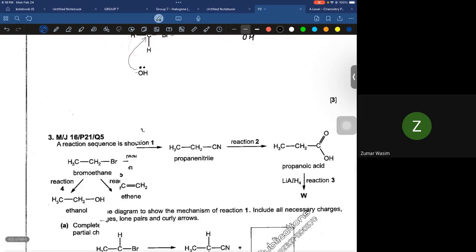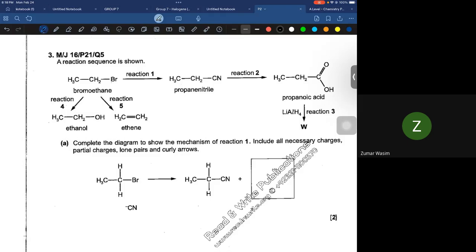Now in this question, they are saying a reaction sequence is shown. You have bromoethane. It's going to react with the nitrile, so it would be giving us propane nitrile. And in reaction 2, it's going to be hydrolyzed to give us carboxylic acid. Then further, they are going to reduce it. This is carboxylic acid, and if you reduce this carboxylic acid, you would have aldehyde, and then further on you will have primary alcohol.